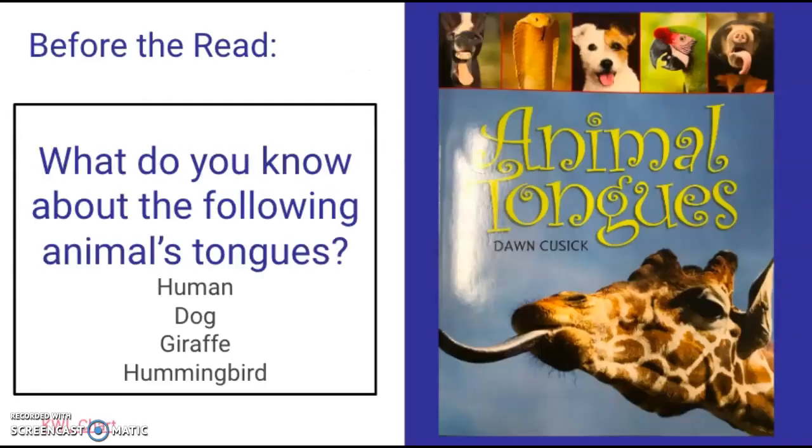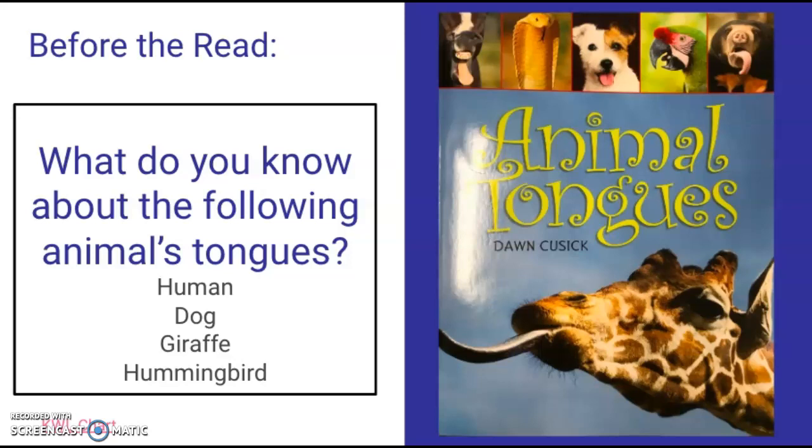So let's take a look at our cover. Our cover says Animal Tongues, and we see lots of different animals. When we read the story, we're going to be focusing on human, dog, giraffe, and hummingbird tongues. So think for a moment, what do you know about the following animals' tongues?